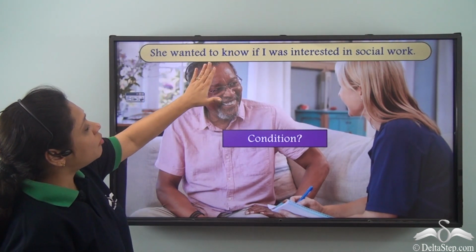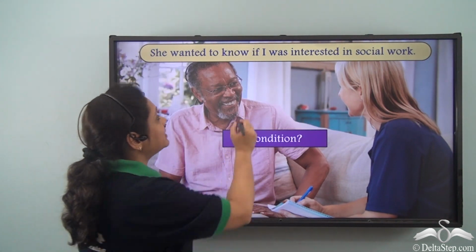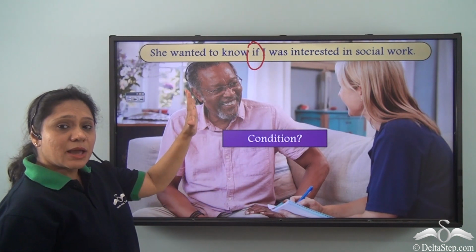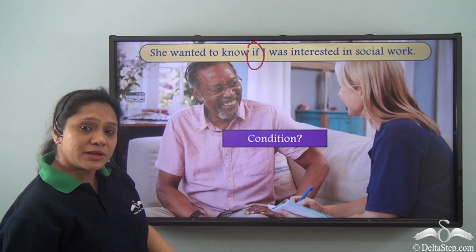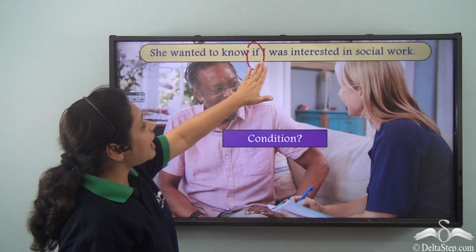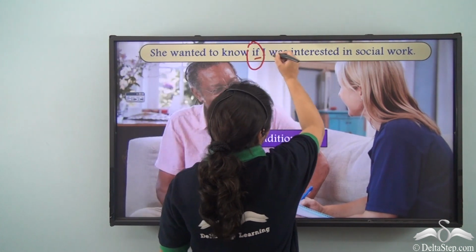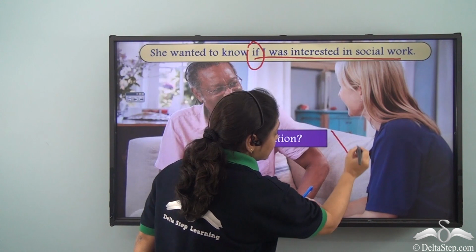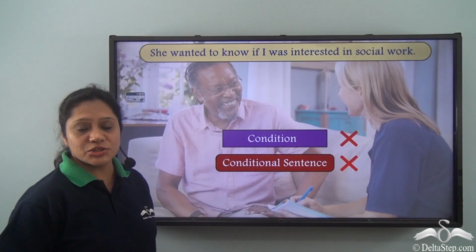She wanted to know if I was interested in social work. Now, in this sentence also, we have if. So, does this sentence become a conditional sentence? Is this if showing a condition in this sentence? Let us see. She wanted to know if I was interested in social work. Now, this part, if I was interested in social work, does not show any condition. Hence, this sentence is not a conditional sentence.